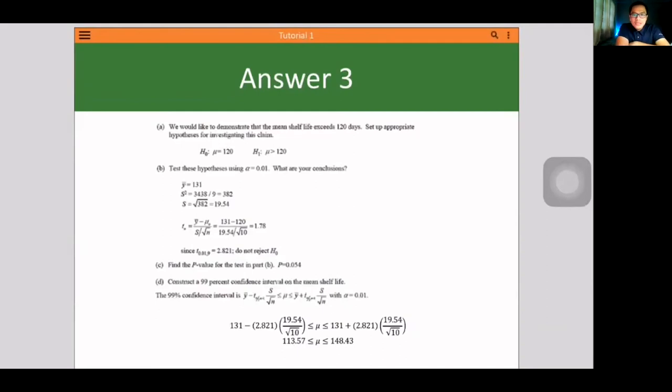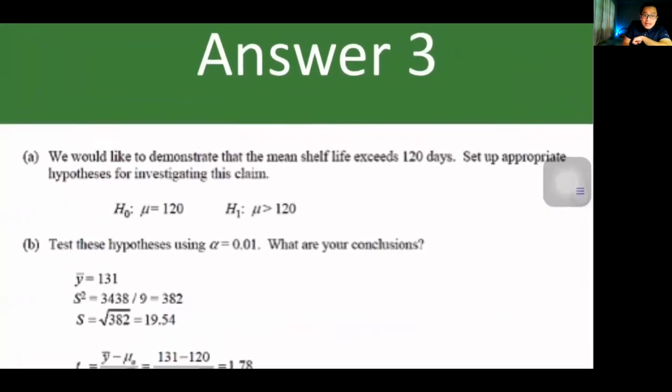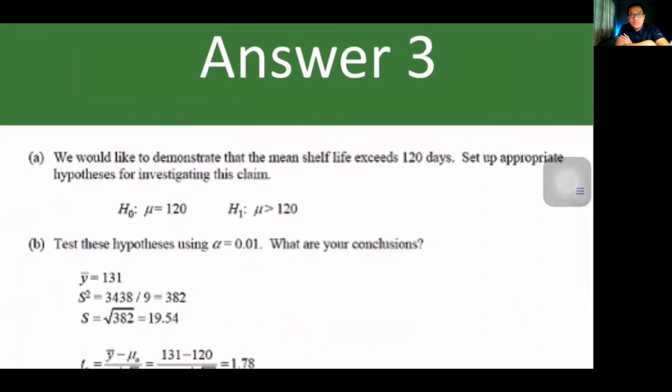Now, 120 days, increase the size there. Set up appropriate hypotheses. So H naught is mu equals 120, and H1 is mu is not equal to 120 at all. So this is a one-tailed test. We want to know if the beverage shelf life is more than 120. Give me a moment, yeah. Okay, where is it again? So this is the one to test.